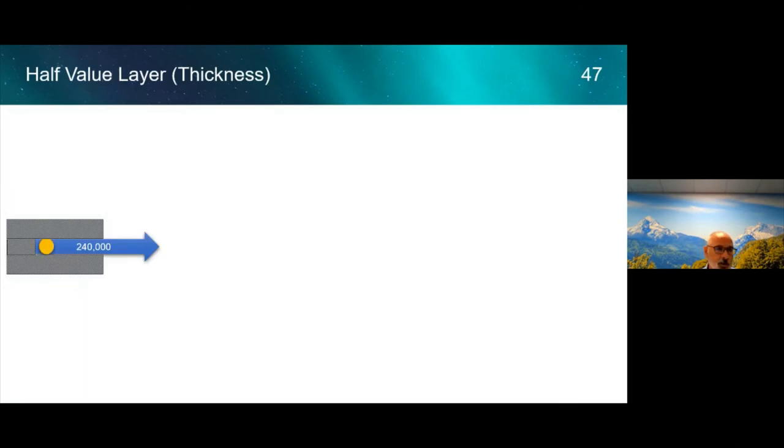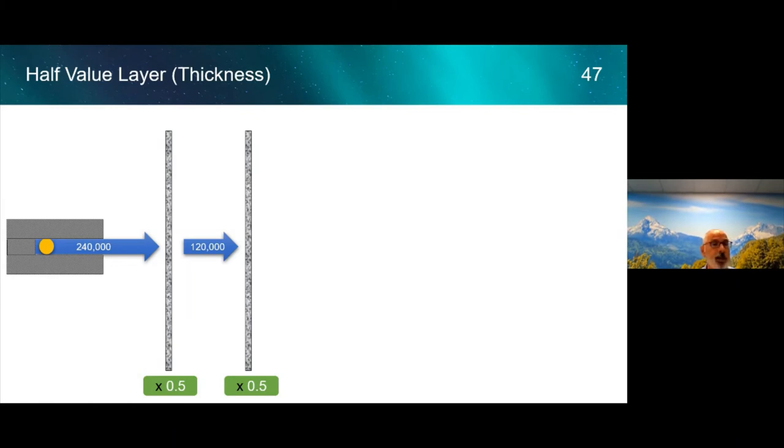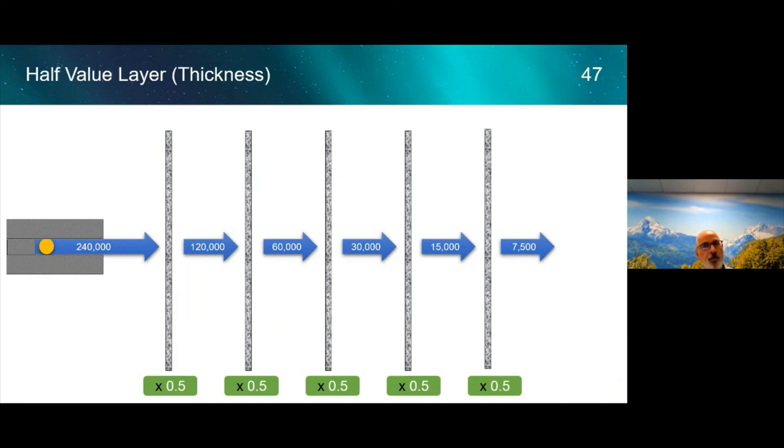So we have a source. You'll see it's collimated in this case again. We've got an output, in this case 240,000 units, so we'll call it microgray per hour. What thickness of shield do I need that will reduce the intensity of that radiation from 240,000 to 120,000? Once I've established what that thickness is, I have then established the thickness of a half value layer, or half value thickness. If I put another shielding layer in, I'll reduce it by a half again, and I'll drop the dose rate to 60,000.